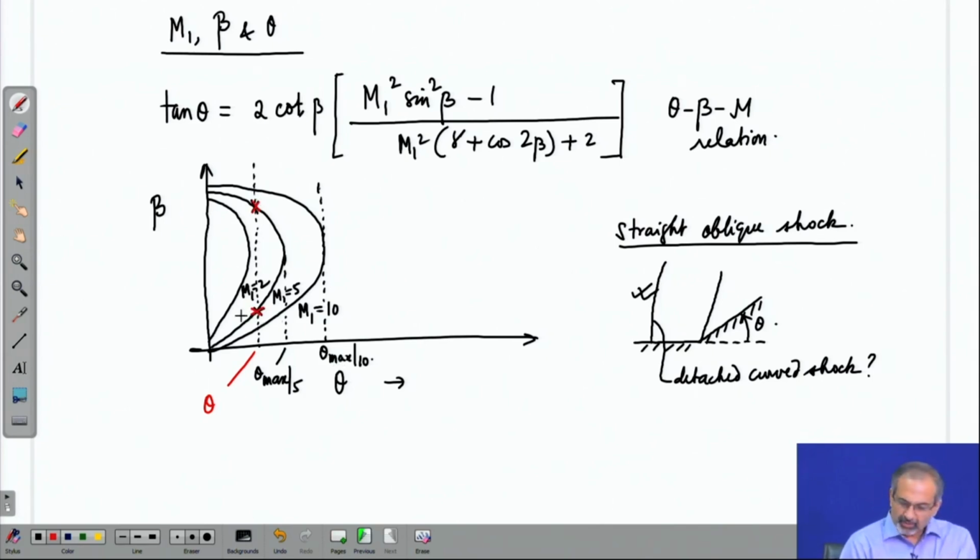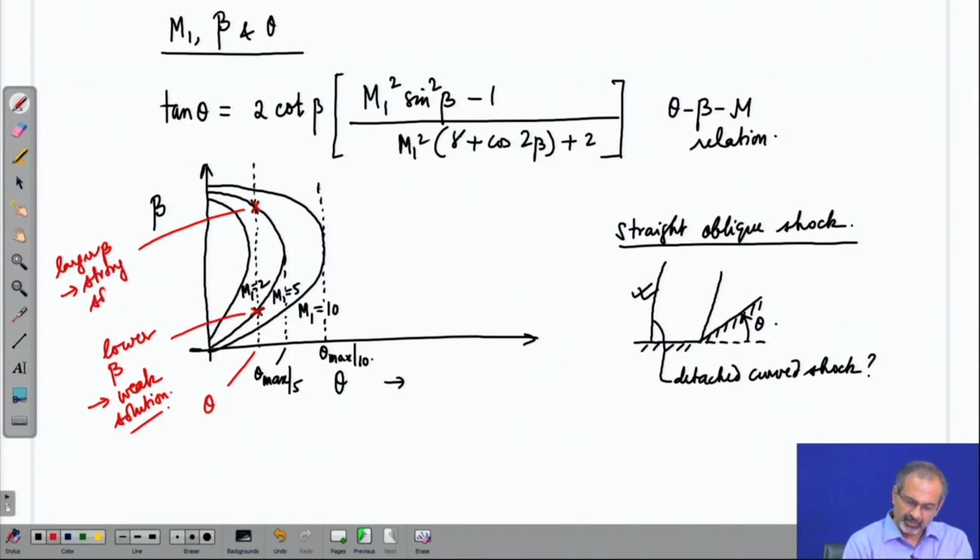The one with the lower beta is what is called a weak solution, while the larger beta is a strong solution. Strong shock solution and weak shock solution. So, that is how we like to specify it. So, higher the beta, stronger is the shock.